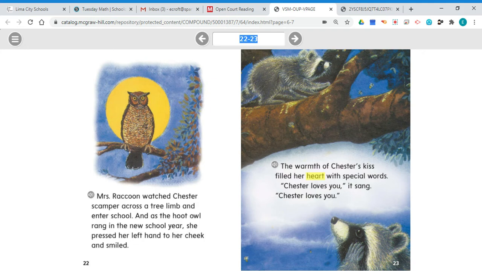Chester loves you. This is another place in the story that reminds me of words that I had seen earlier in the story when I read, you remember when I read, Mommy loves you, Mommy loves you? Yes. Now Chester gave her the kissing hand, and she is hearing, Chester loves you, Chester loves you.